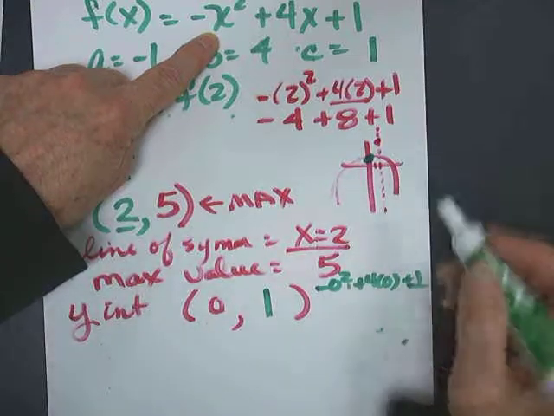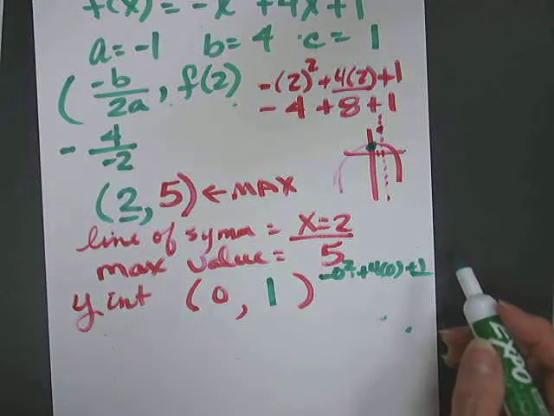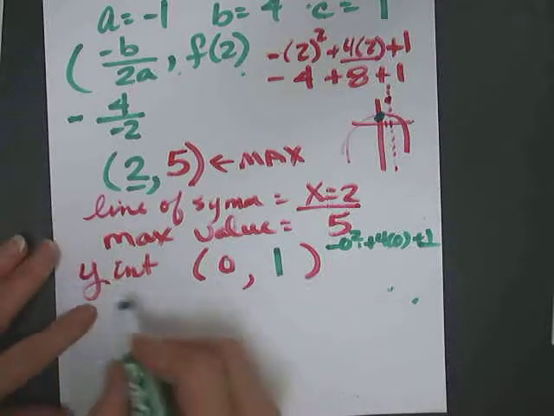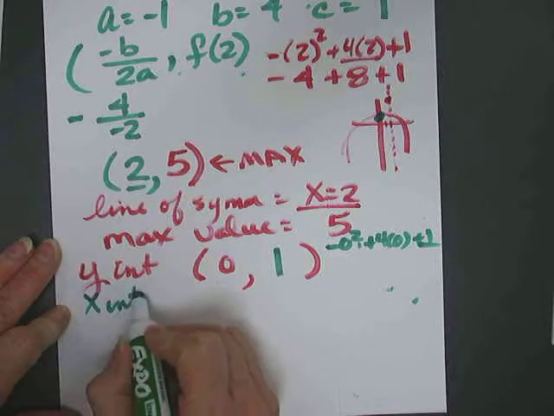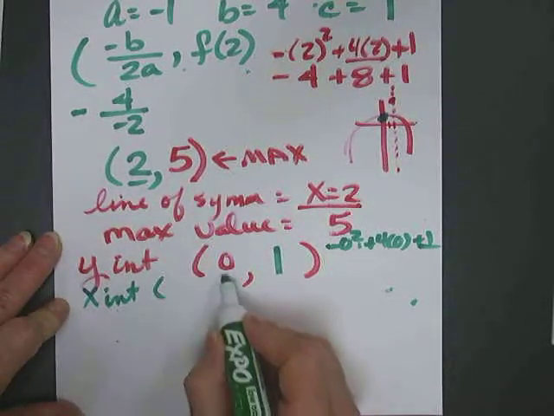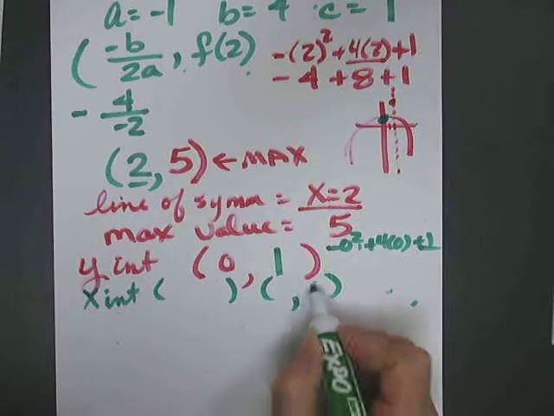Negative 0 squared plus 4 times 0 plus 1 is 1. So our y-intercept will be 1. So at 1 is where it's going to cross, right there.